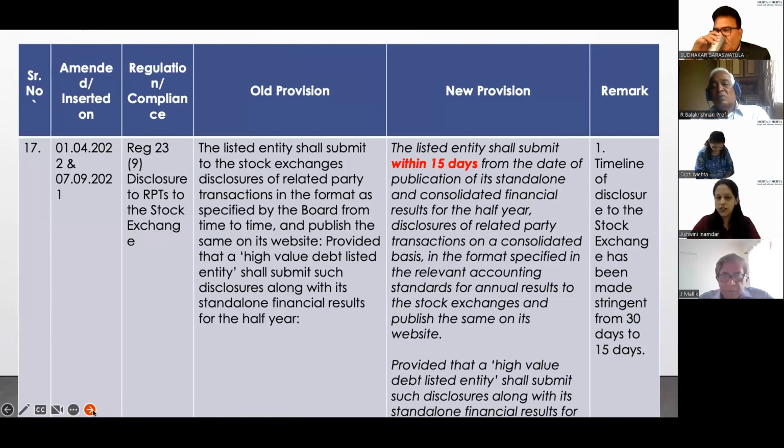The financials are adopted by the board. On the same day, the related party transactions shall also be submitted to the stock exchanges. So this was there till 22. Now this is the latest amendment.